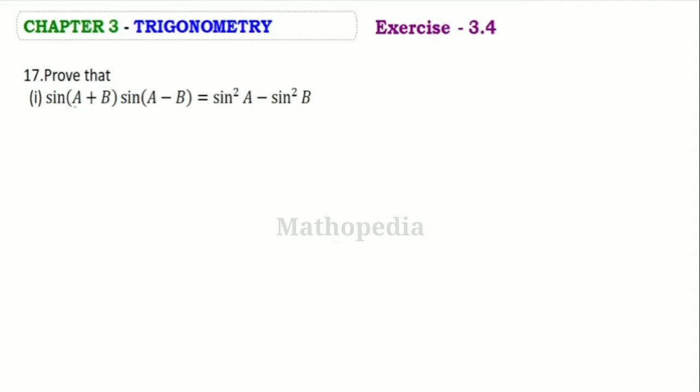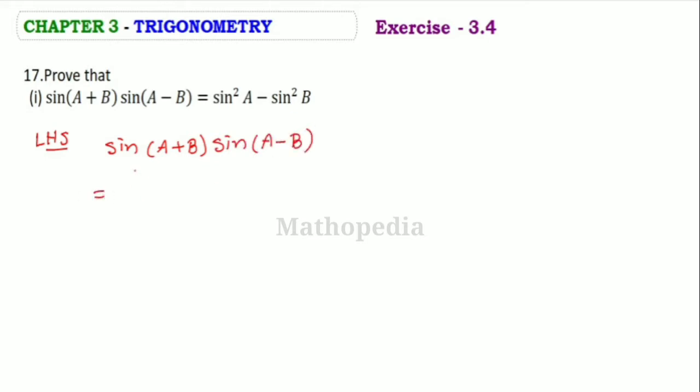Exercise 3.4, question number 17. Prove that sin(A+B) sin(A−B) is equal to sin²A − sin²B. Let us take the left hand side. We have sin(A+B) into sin(A−B).